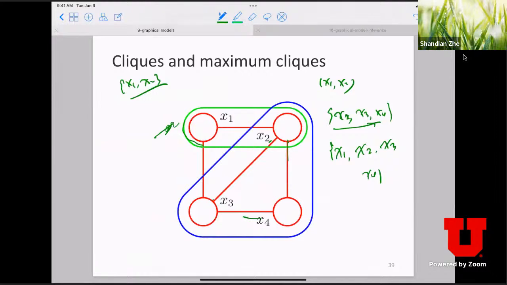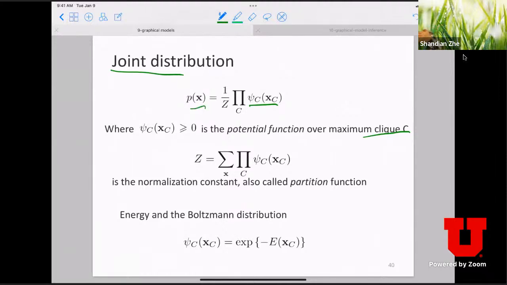Here it will include x1, x2, x3, and x2, x3, x4. Two maximum cliques. You just define two potential functions on these two maximum cliques, and then you do the normalization. So this is the associated joint probability over this undirected graphic model. And this potential function is non-negative. This is very natural, right? You don't want this product to be less than 0, otherwise it's not a probability or probability density.